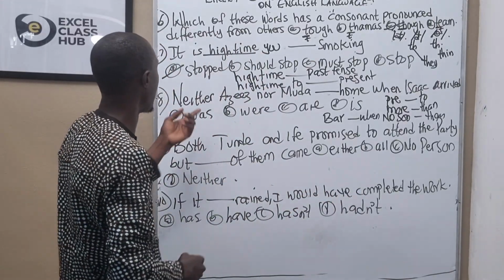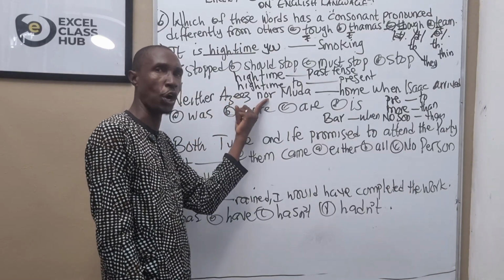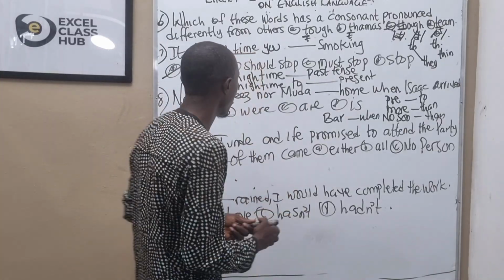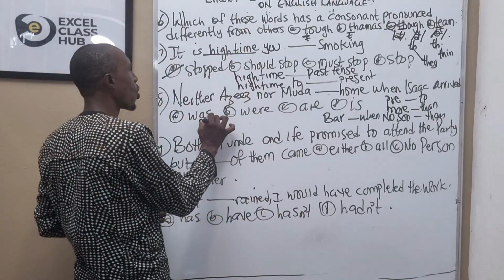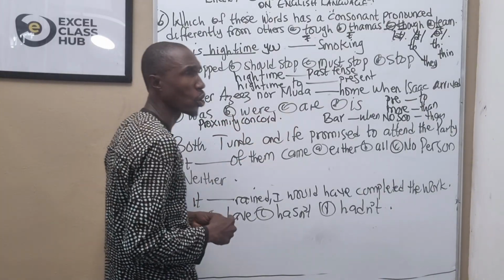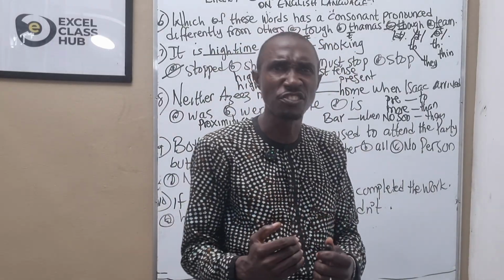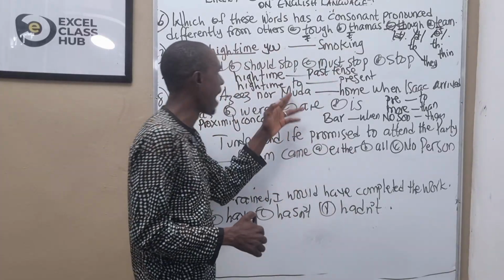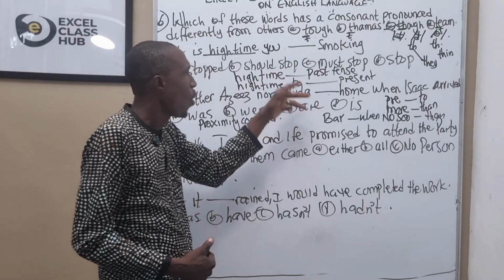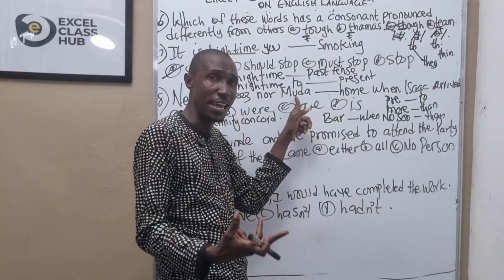Now, we have the word here, "neither". Aziz. It goes with the collocation "nor". And this is a principle known as proximity concord. What is proximity concord? Proximity concord means that the noun closer to the dash will determine your answer. What is closer to this dash is Muda. And Muda is a name.